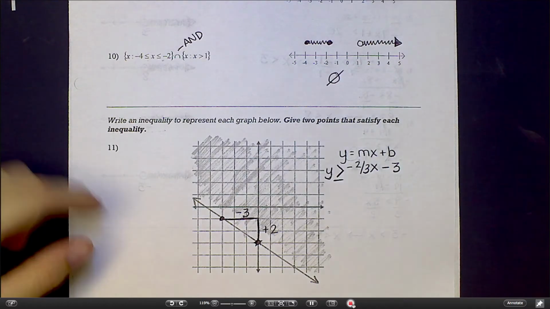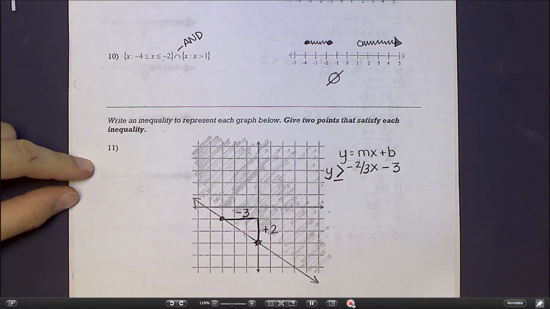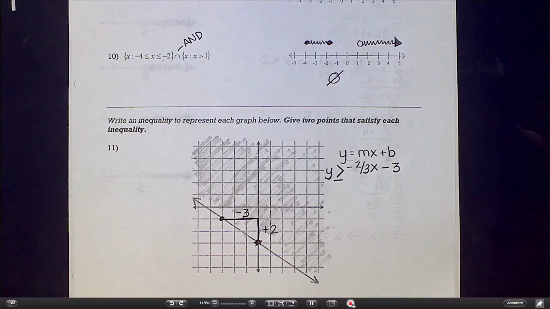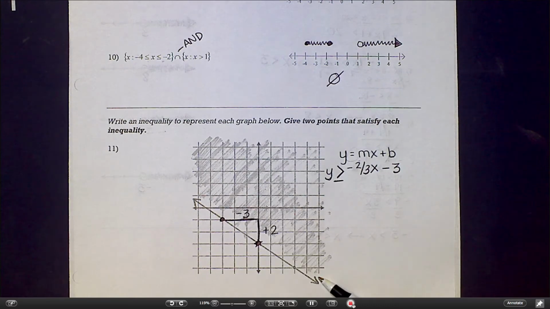I'm going to pick up with the rest of problem 11 that got cut out of the last video, and then I'll continue with the third page here. So we were talking about how to give 2 points that satisfy the inequality. All of these points that are shaded in satisfy the inequality, so you can pick any coordinate you want.